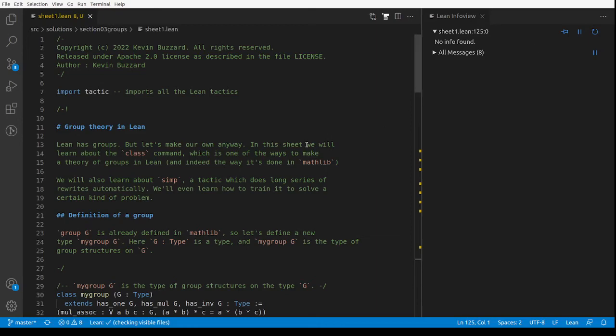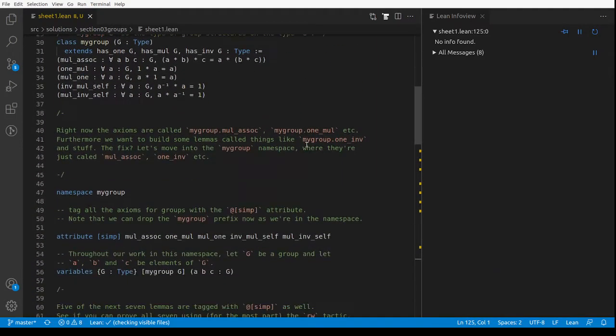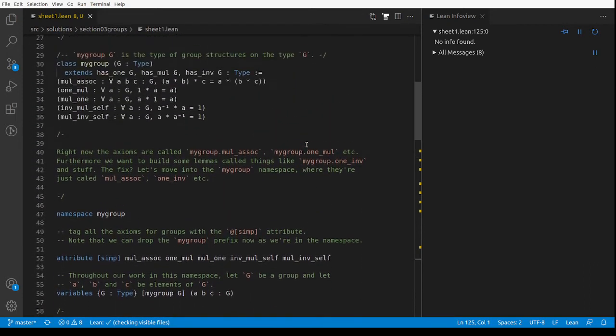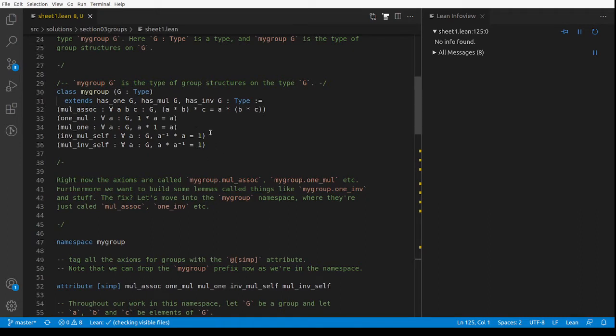Okay, let's have some fun with group theory. Let's prove some theorems. So what's going on here? We start off. We've got the definition of a group here, and there are these 5 axioms.